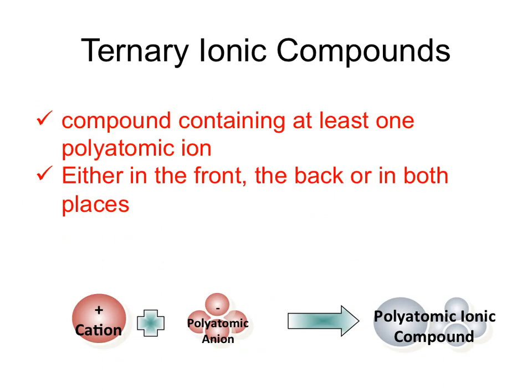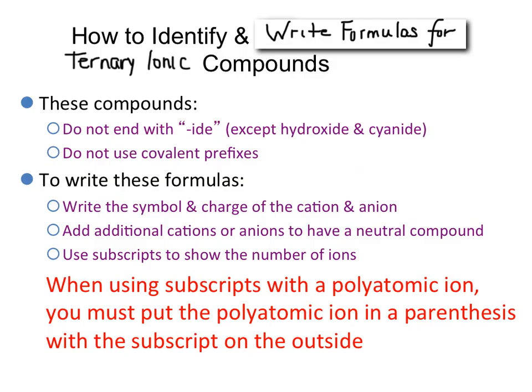So now we're going to focus on ternary ionic compounds. Remember, these are compounds that contain at least one polyatomic ion. You'll find that polyatomic ion most likely in the back, sometimes in the front, and sometimes in both places. So how do we identify and write formulas for ternary ionic compounds? These compounds do not end in "ide" except for hydroxide and cyanide. They will usually end in the suffix of "ate" or "ite", and they do not use covalent prefixes.